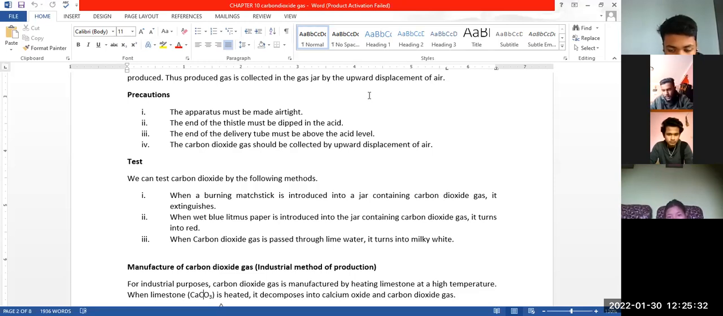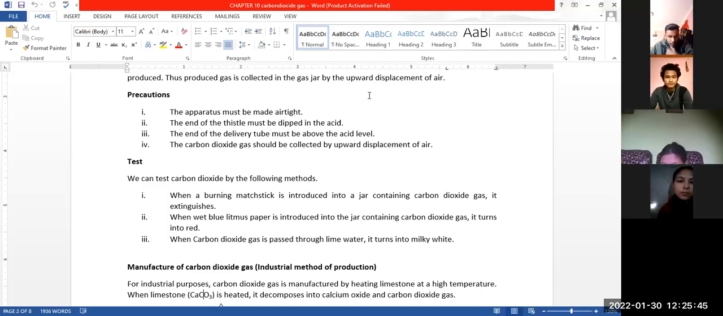Next, carbon dioxide gas is passed through lime water. When it is passed through lime water, it turns milky white. The lime water changes into milky white. These are the methods of testing the gas.